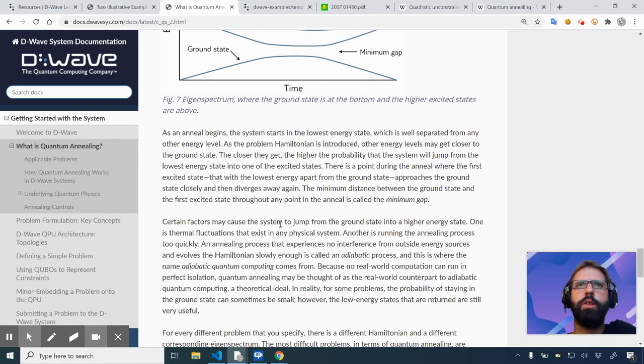Certain factors may cause the system to jump from the ground state into a higher energy state. One is thermal fluctuations that exist in any physical system. Another is running the annealing process too quickly. An annealing process that experiences no interference from outside energy sources and evolves the Hamiltonian slowly enough is called an adiabatic process. And this is where the name adiabatic quantum computing comes from, because no real-world computation can run in perfect isolation. Quantum annealing may be thought of as the real-world counterpart of adiabatic quantum computing, a theoretical idea. In reality, for some problems, the probability of staying in the ground state can sometimes be small. However, the low energy states that are returned are still very useful.